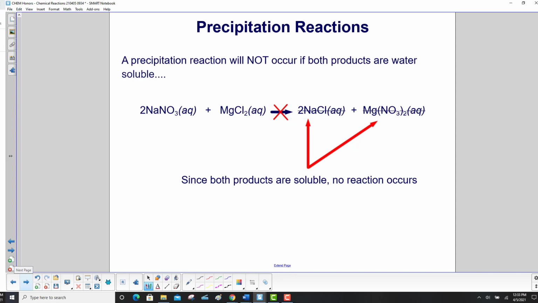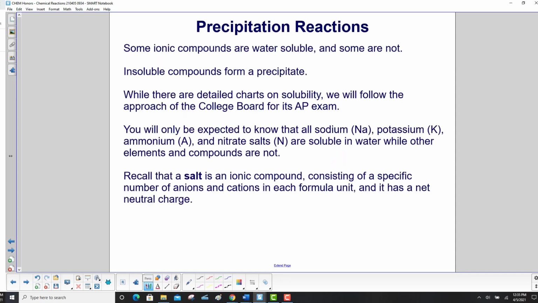A precipitation reaction will not occur if both products are water-soluble. So over here, sodium chloride aqueous and magnesium nitrate aqueous. That means they are soluble in water. Since both of them are soluble, no reaction occurs. Some ionic compounds are water-soluble and some are not. Insoluble compounds form a precipitate.